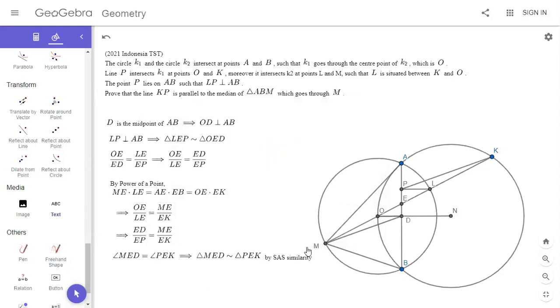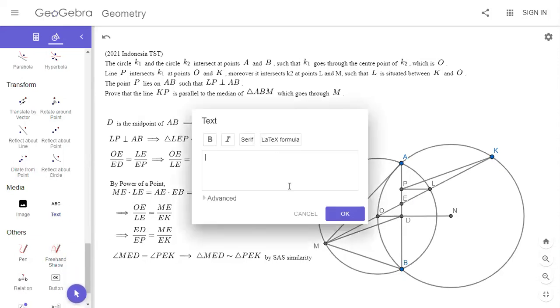And then from there, it's pretty easy to see that MD is parallel to PK, because we have angle PKE equal to angle EMD. So KP is parallel to MD. And that solves the problem.